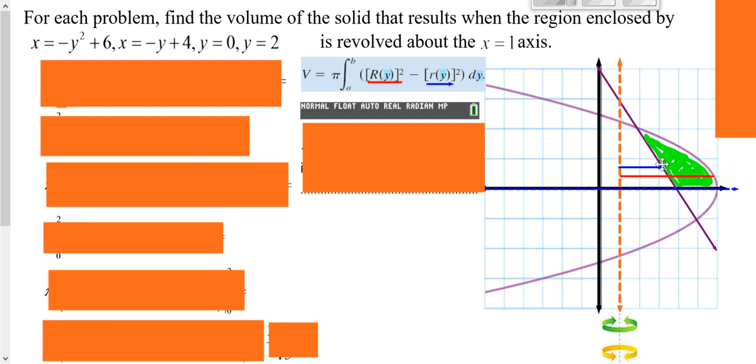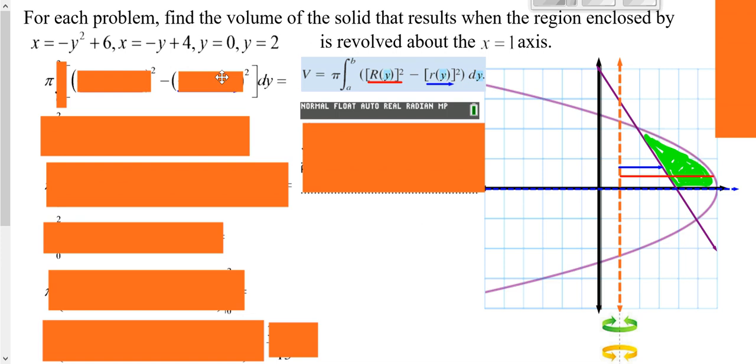Since our shaded region does not touch our axis of revolution, we know we're going to have a hole in the middle, so it's a washer. It's a vertical axis of revolution, so we know we're dealing with y's. Since we're dealing with y's, it's got to be how far up and down our shaded region goes, which is 0 all the way up to 2 for your bounds.